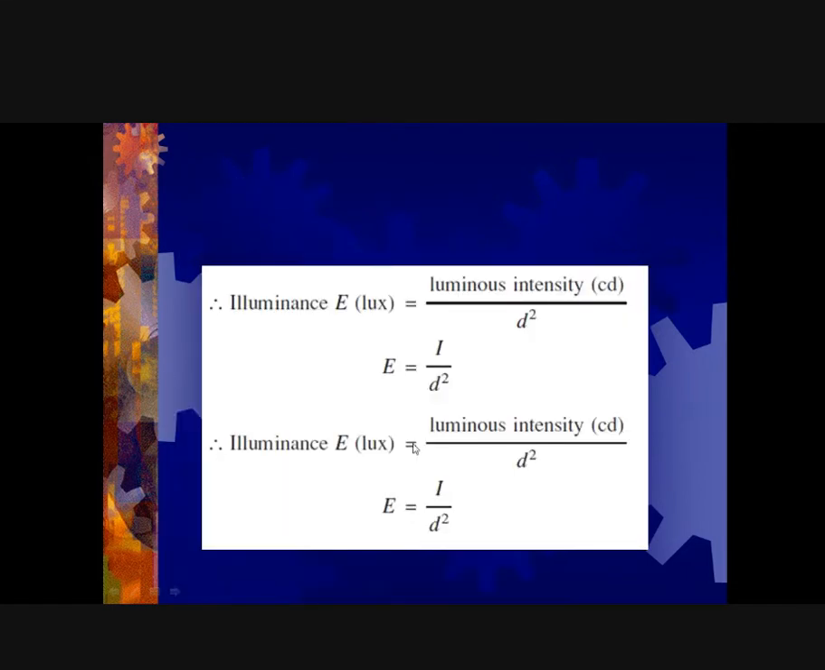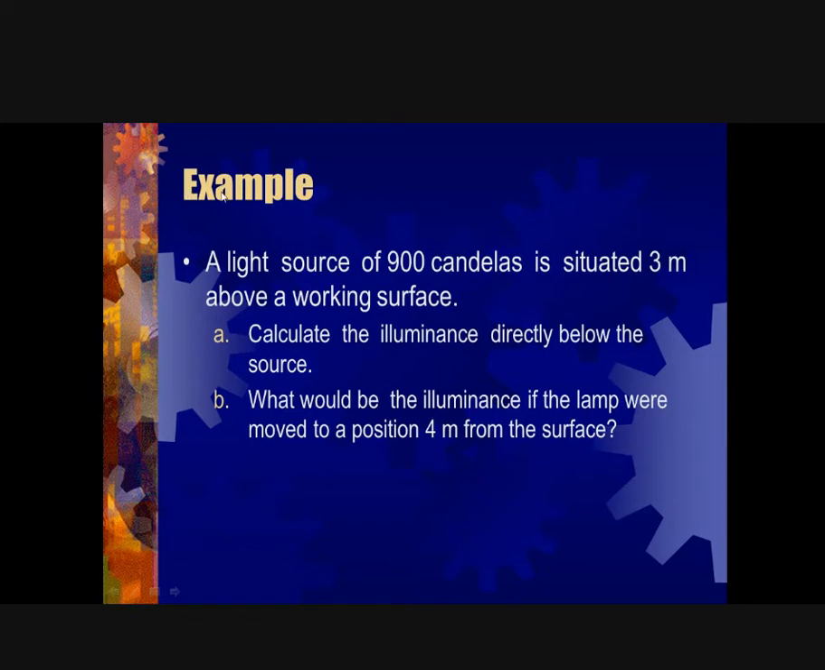How do we do that in terms of calculation? This is basically it, right? We have the illuminance E equal to the luminous intensity in candela over the distance squared. So in essence, E equals I over D squared, right, for the distance. So I repeat again to let you know. All right. So I have an example to show you what we're talking about.